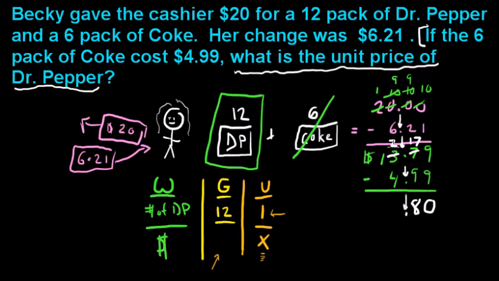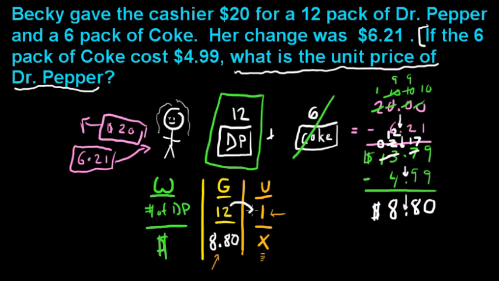Alright, 2 is not big enough to take away 4, so I'm going to borrow from this spot, it becomes a 0, and this becomes a 12. So 12 take away 4 is 8. So the price of the Dr. Pepper is $8.80. So I come over here and I say, okay, this is the price for 12 Dr. Peppers, $8.80.